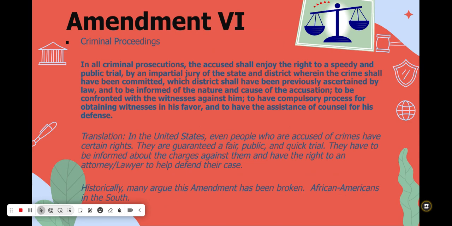They can't say, yeah, we're going to have your trial in 20 years and you're going to wait in jail till then. You also have to be told what charges you have against you, and you have to be allowed to have a lawyer to help you defend your case. Obviously, a person with a high school degree or even less against somebody who has a law degree isn't going to be able to argue the same way. A lot of people, this has been broken in a lot of cases and also been argued in a lot of cases as well.